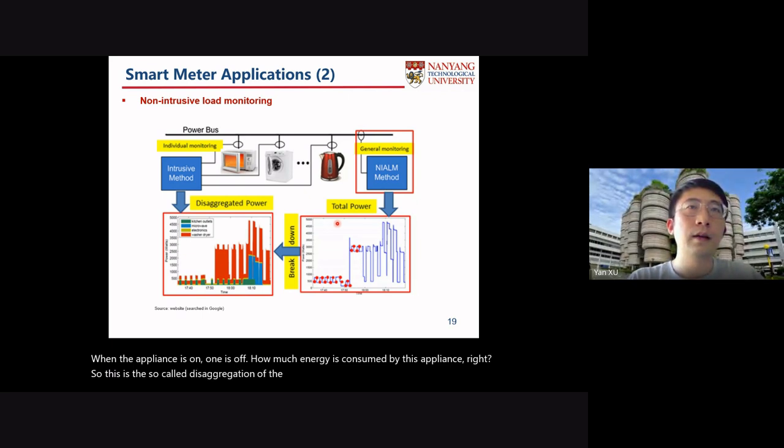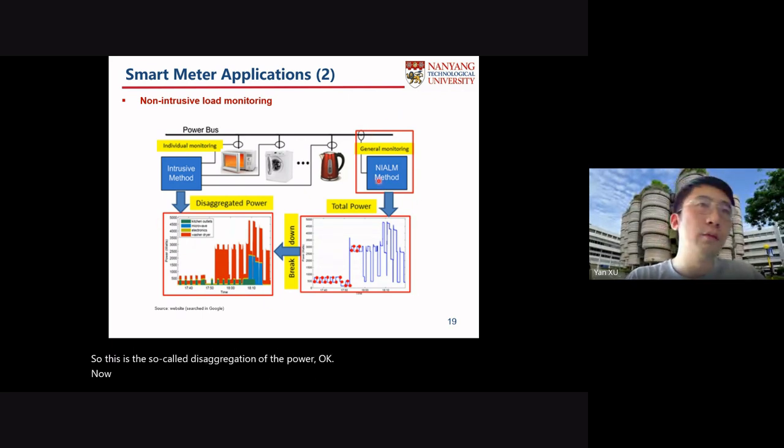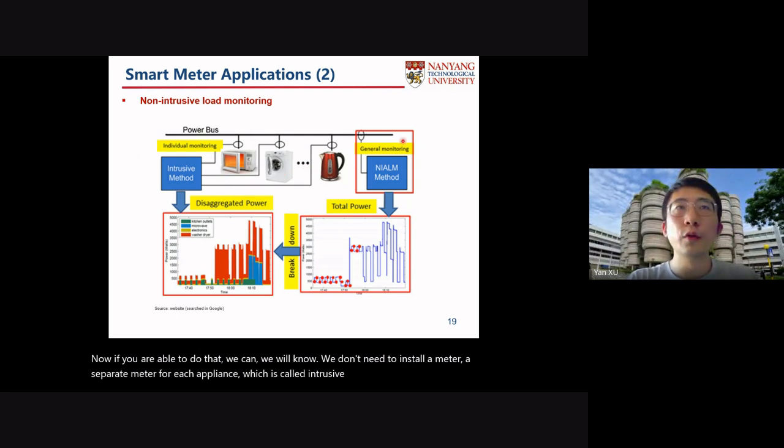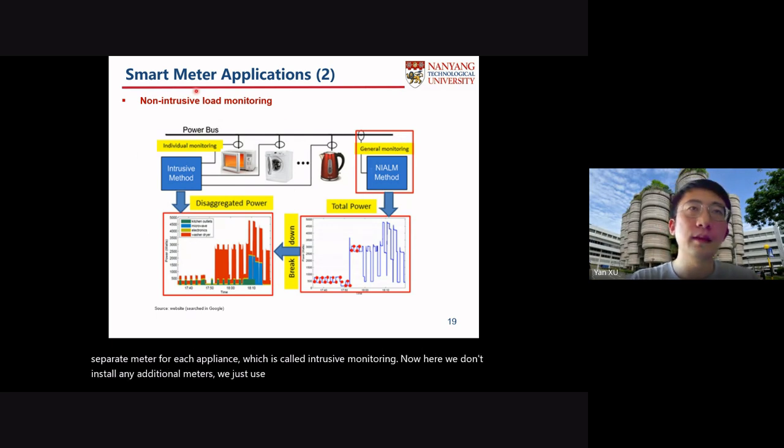Now, if we're able to do that, we don't need to install a separate meter for each appliance, which is called intrusive monitoring. Here, we don't install any additional meters. We just use our algorithms. And this approach is called non-intrusive load monitoring.